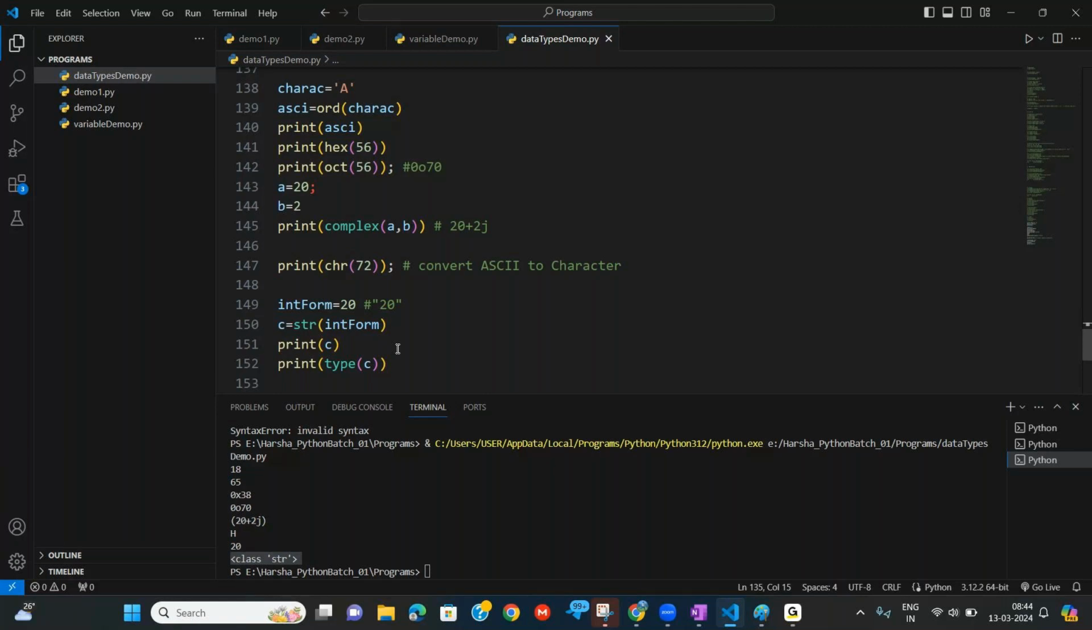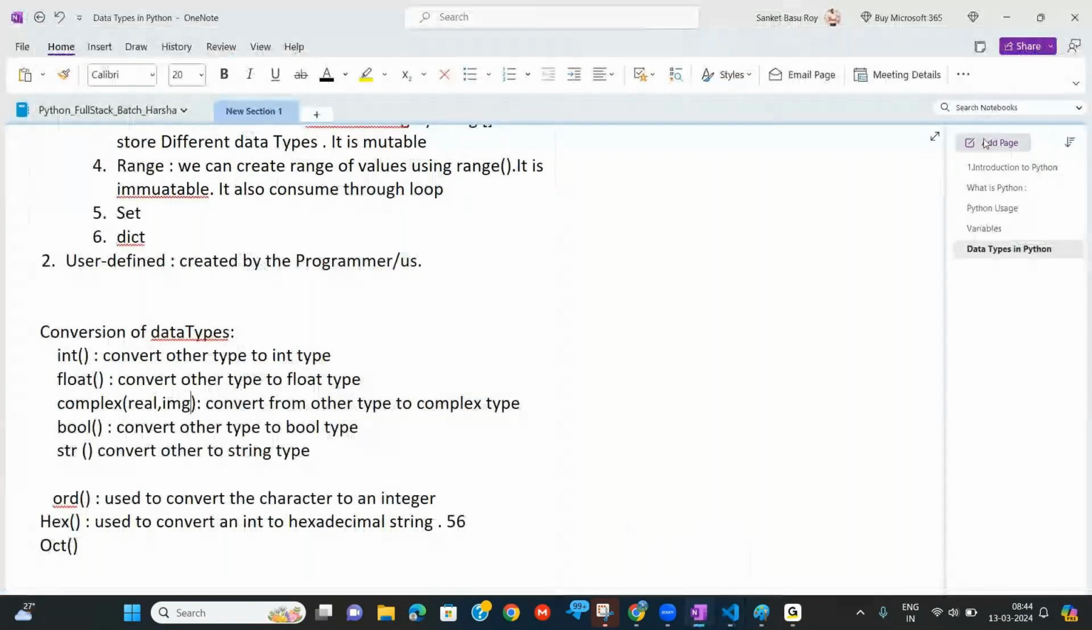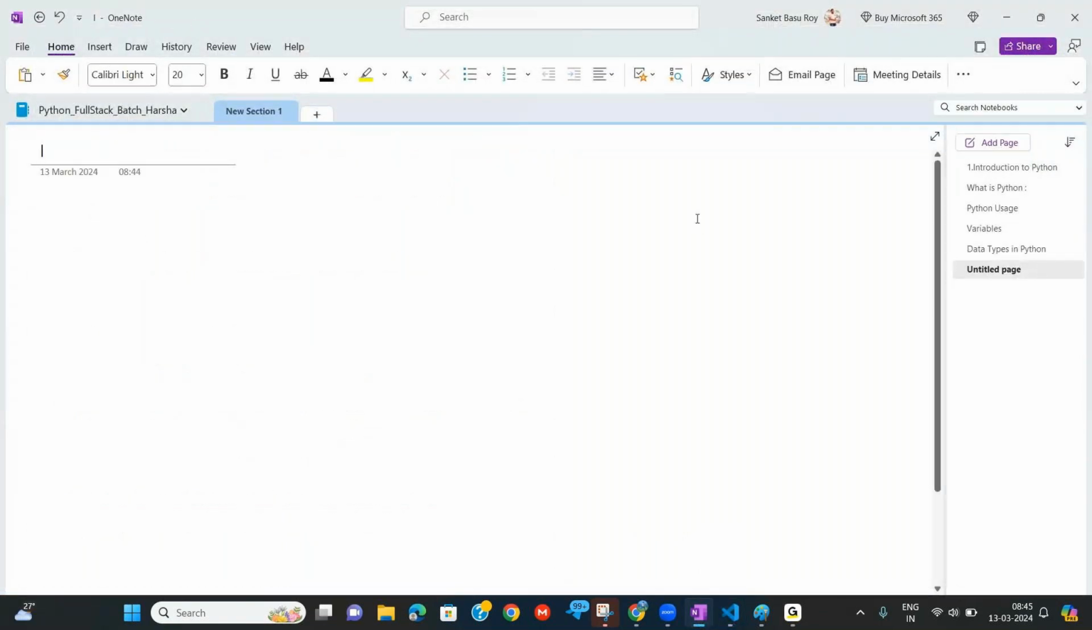Today we are going to learn something called operators. Let me create another one: Operators in Python. Let me show you. So what do you mean by an operator?